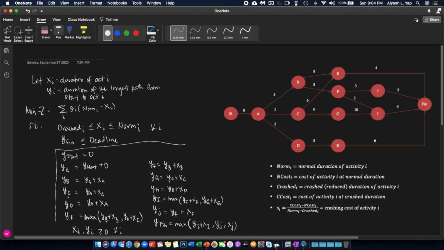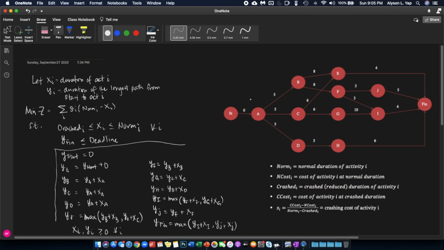You do the same thing for y sub c and y sub d. Why? Because there is only a single inbound arc for each. Looking at node C, there is only one inbound arc coming from A, and that is why your y sub c is equal to y sub a plus x sub a. The same goes with y sub d. Your incoming arc comes from A. That's why y sub d is equal to y sub a plus x sub a.